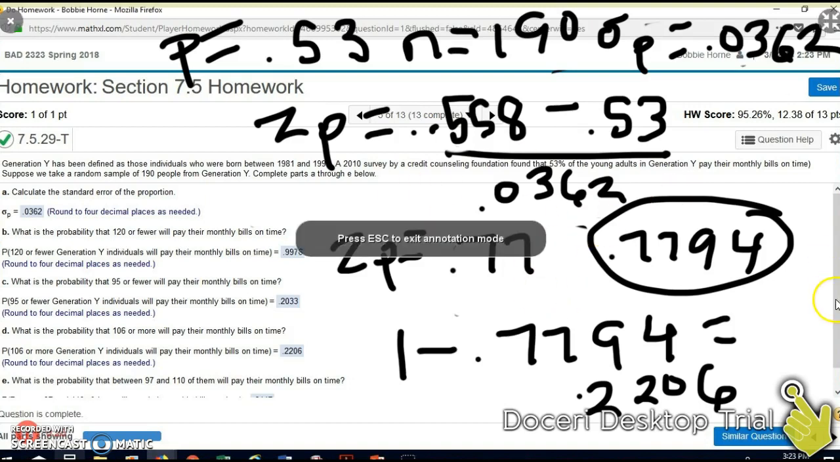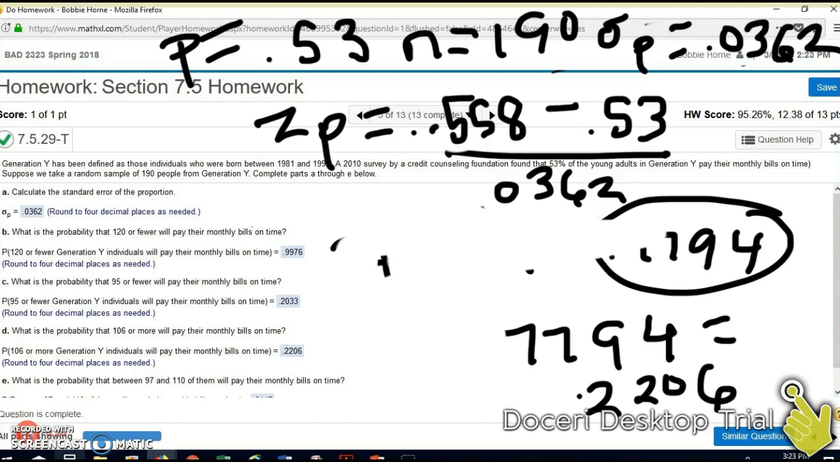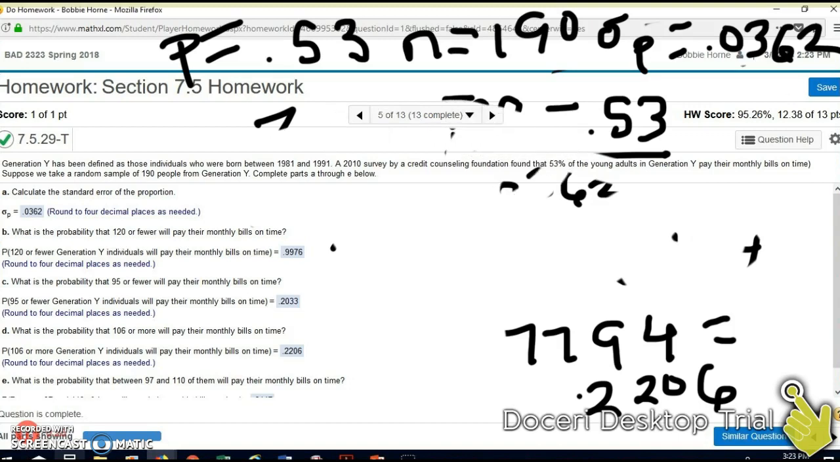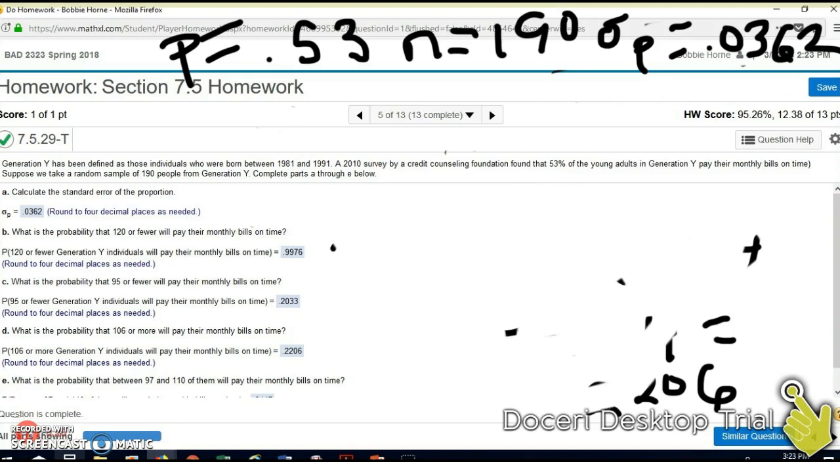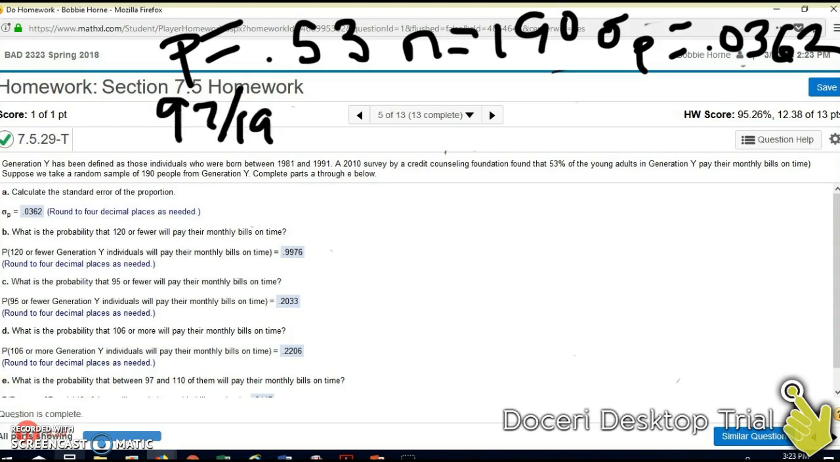Okay, and then what is the probability that between 97 and 110 of them will pay their bill on time? Well, what we have to do is we have to do one calculation for 97 and one calculation for 110. So I'm going to make more room here to do that. So 97 out of 190 and then 110 out of 190.